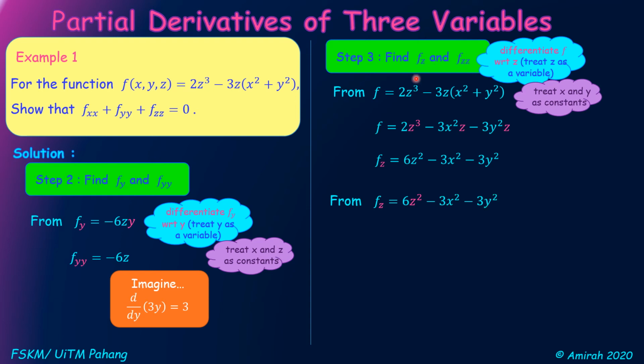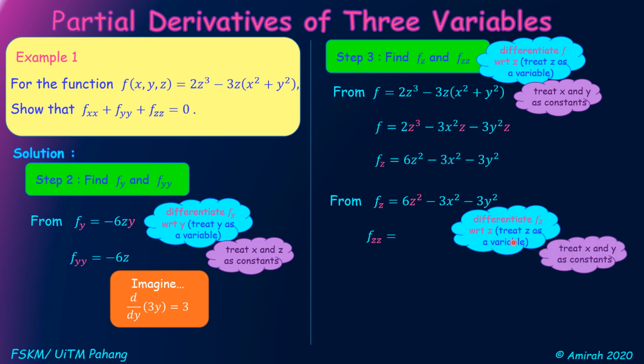Alright, after we find fz, we can find fzz. Fzz we differentiate from fz. After we differentiate fz with respect to z, we get the symbol fzz. Fzz means we differentiate fz with respect to z, so we treat z as a variable. At the same time, we treat x and y as constants. So x squared times 3 here is a constant, and 3y squared here is a constant because we treat x and y as constant.